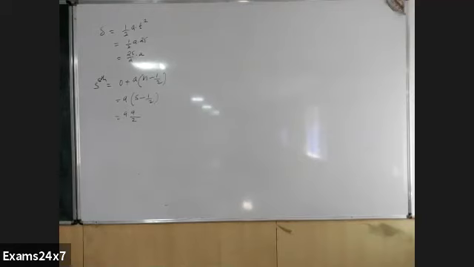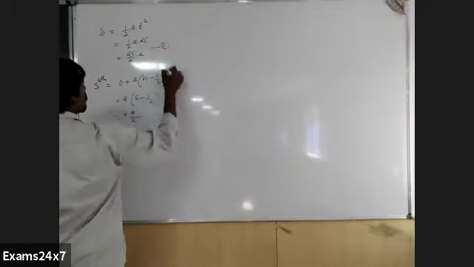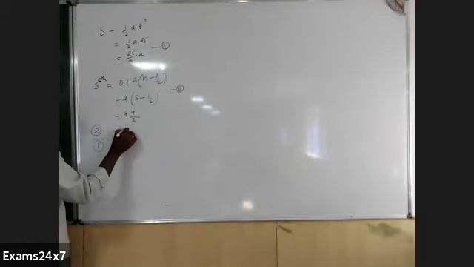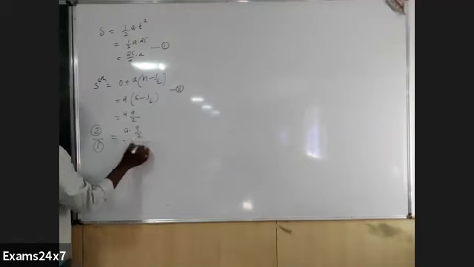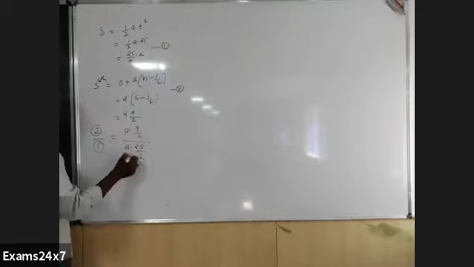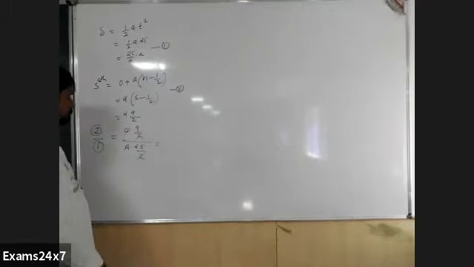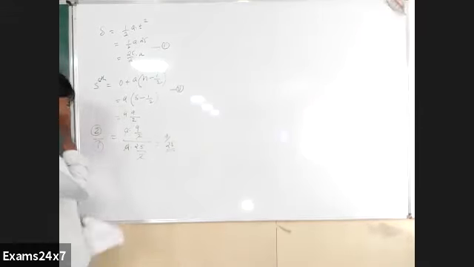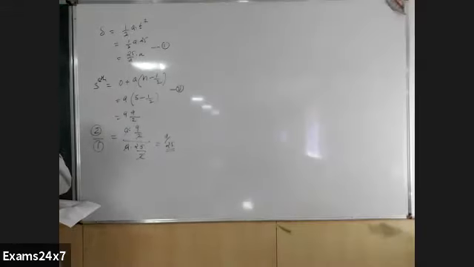Yes, what have they asked? Distance covered by the body during 5th second to that covered in 5 seconds. This is 1, this is 2. They are asking you 2 by 1. What is 2 by 1? A into 9 by 2 divided by a into 25 by 2. A cancel, 2 cancel, we get 9 by 25.